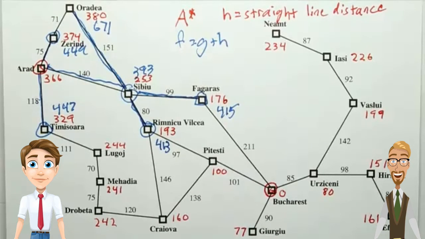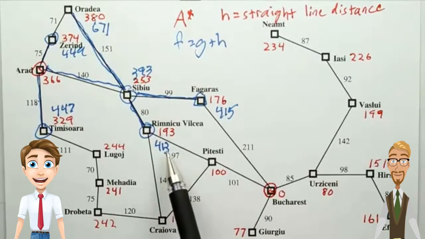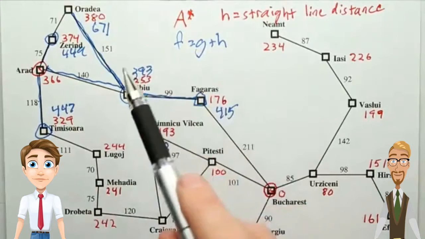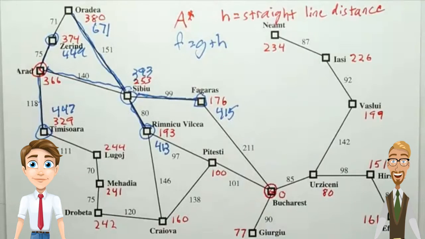Now the frontier has Ziran with cost 449, Aradia with cost 671, Phagros with cost 415, Timisoara with cost 447, and Arbi with cost 413. Which city should be expanded next? The answer is we expand this path next because its total, 413, is less than all the other ones on the frontier, although only slightly less than the 415 for this path. Arbi should be expanded next because its cost 413 is the smallest.